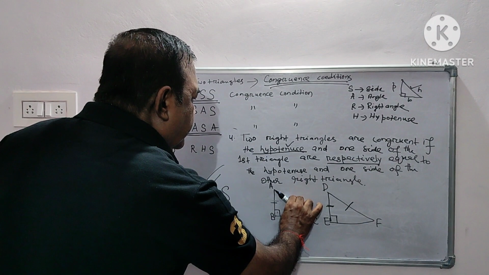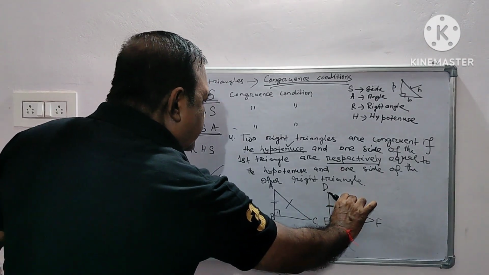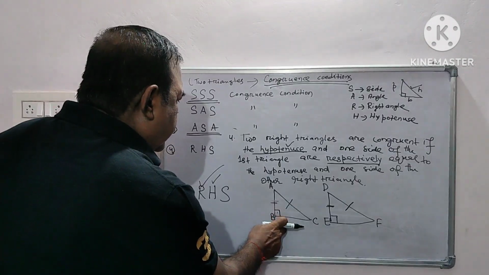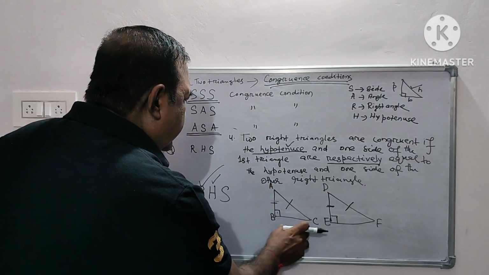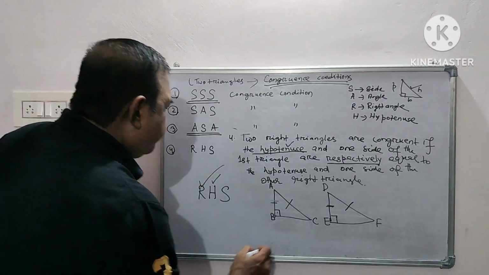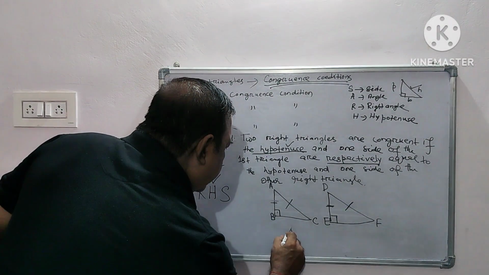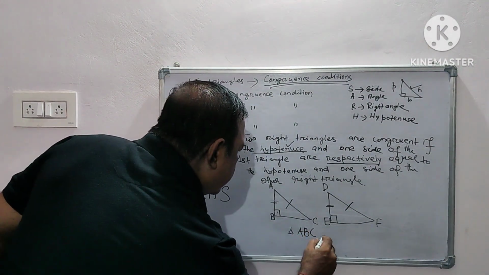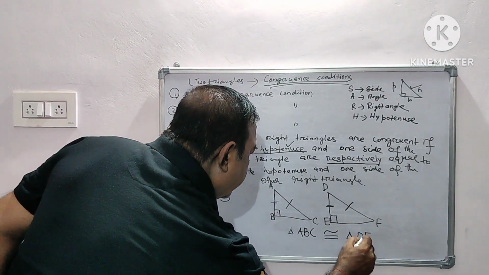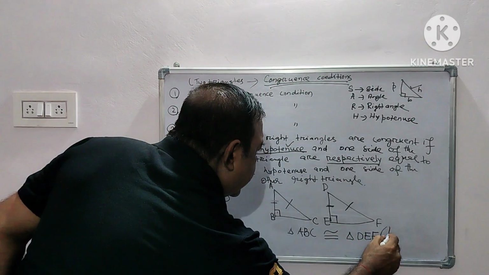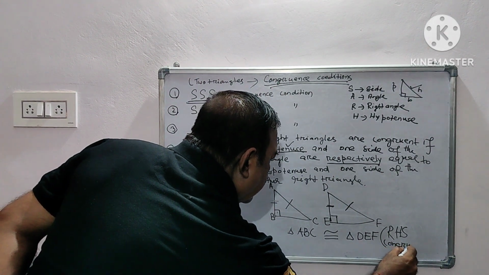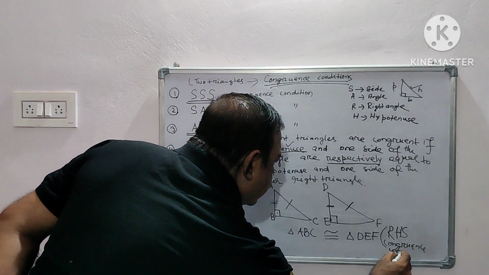That means this hypotenuse matches this hypotenuse. Then come to side. So rest one of the two sides. So if you take AB, then that is DE. If you take BC, then you have to show EF here. So okay. So triangle ABC is congruent to triangle DEF. So what is the congruence condition here? RHS congruence condition.